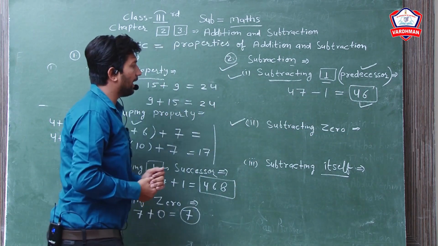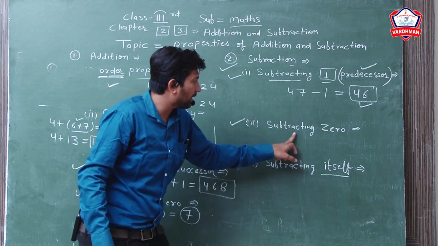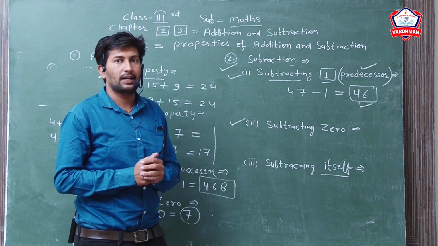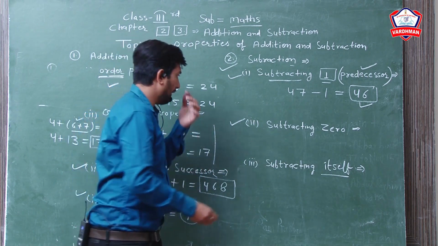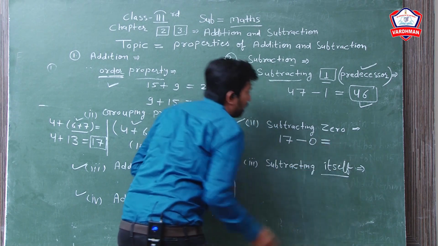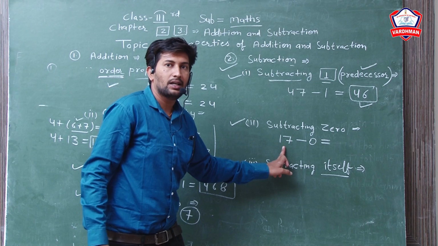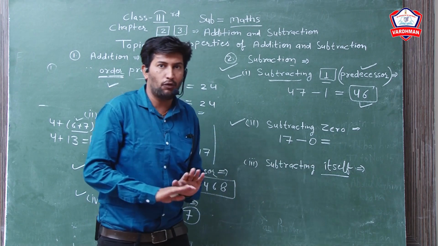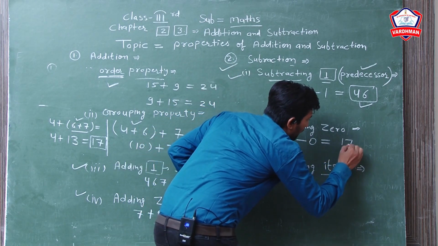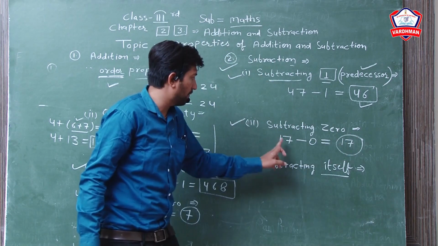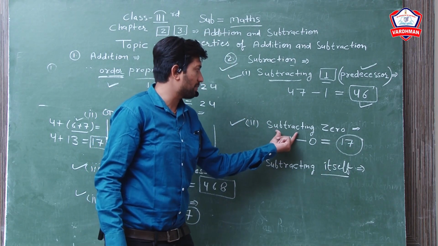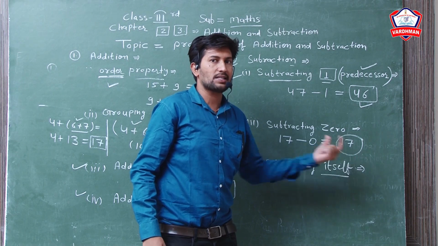Now the second property, subtracting 0. Subtracting by 0, you will find the same number. Like if you have 17 less by 0, what do you find? 0 has no value. So 17 less by 0, its answer is also 17. The number is the same and the answer is also the same. So subtracting by 0, you will find the same number.